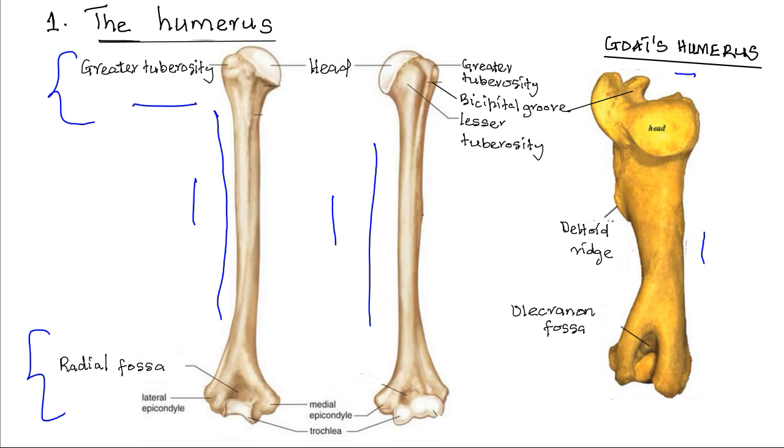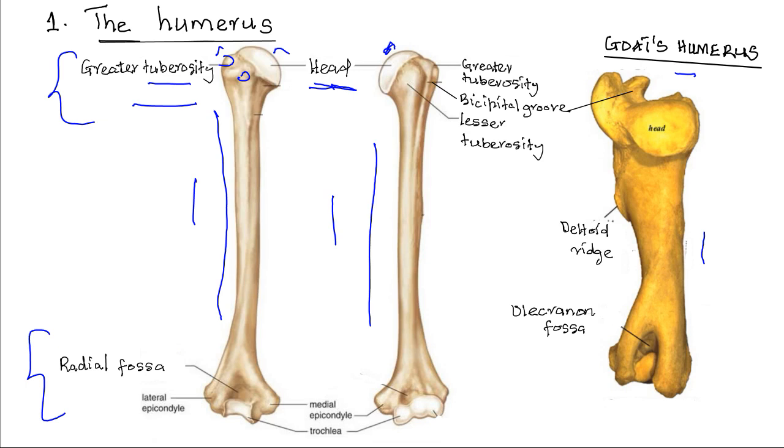The first one is the presence of a smooth rounded projection known as the head. The head articulates with the glenoid cavity of the scapula to form a ball and socket joint. The second feature at the proximal end are 2 roughened projections known as tuberosities. There is a greater tuberosity and the lesser tuberosity. So this is the greater, that's the lesser.